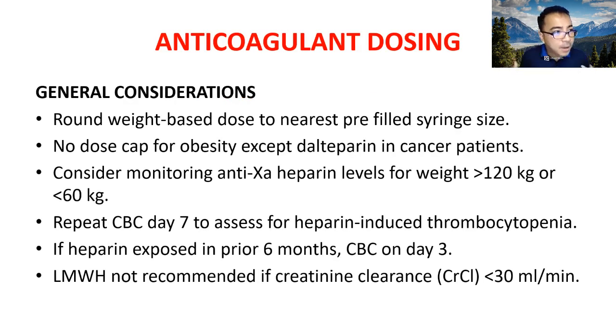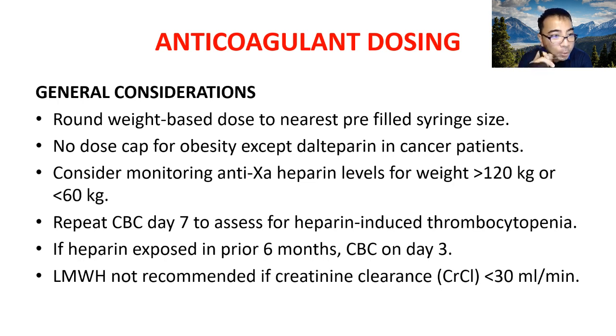So some things that you have to remember or consider when doing anticoagulant dosing. First off class, round the weight-based dose to the nearest pre-filled syringe size. Now, most anticoagulants that we use here would of course be fondaparinux, enoxaparin, heparin. Those are the ones that have available pre-filled syringes. Normally class, when you dose a patient, we do not half-dose the pre-filled syringes. That would be a waste, because a pre-filled syringe is very expensive.